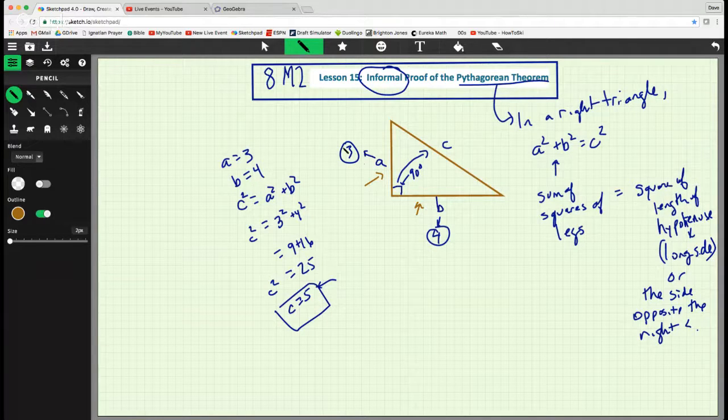And so we did this example with 3, 4, and 5. So 3 squared plus 4 squared is 9 plus 16, which is 25. So the square root of 25 is 5. So if one side is 3, and one side is 4, the other side must be 5. Okay, good. So let's do a few more of these for practice.